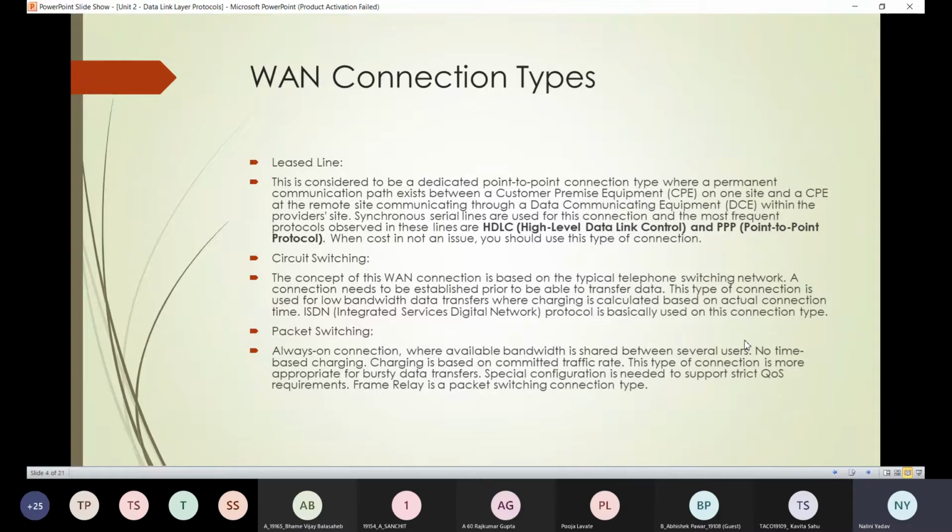Correct. So now again what I want to emphasize is these WAN connection types, right? We have three types for WAN connectivity. These are leased lines, circuit switching, and packet switching. Leased lines use HDLC and PPP protocols. We have some different protocols for circuit switching and packet switching.